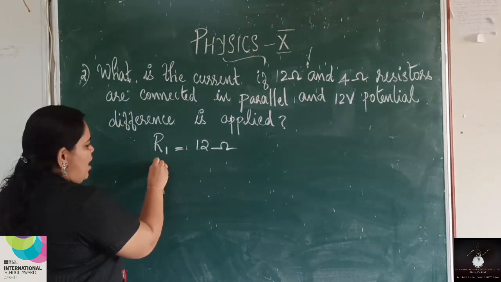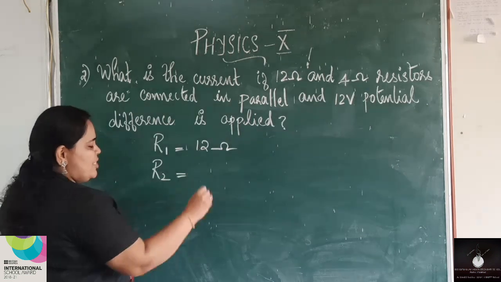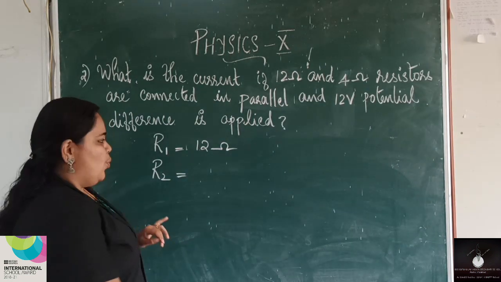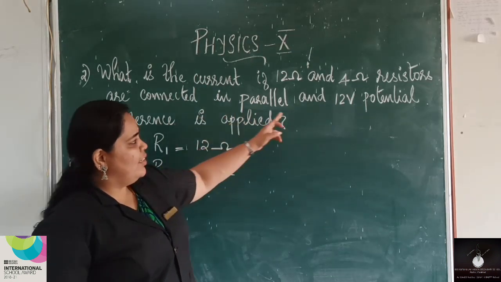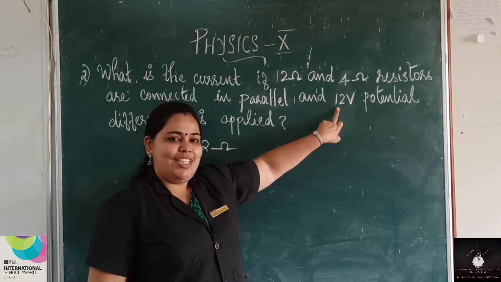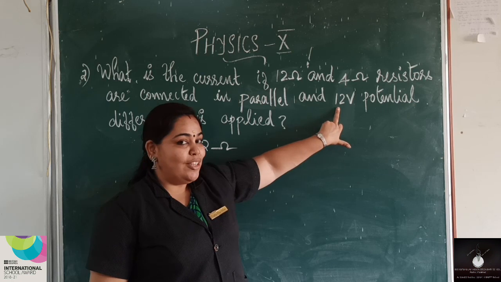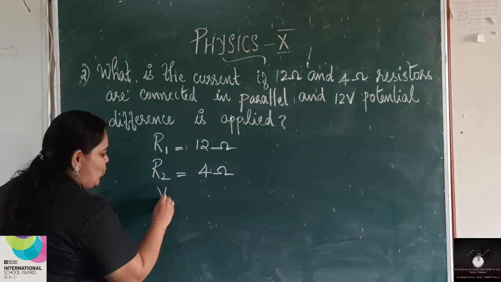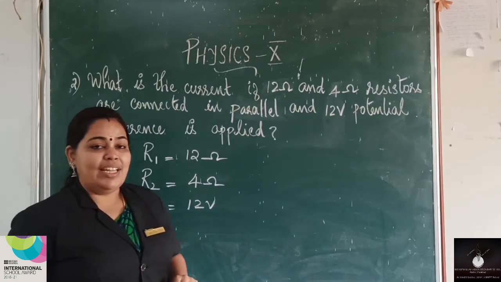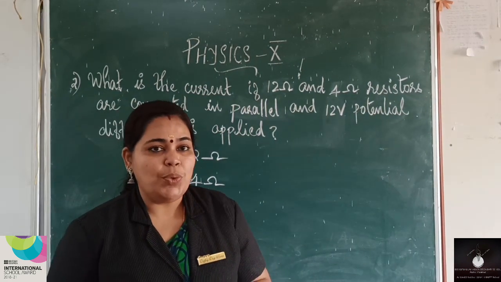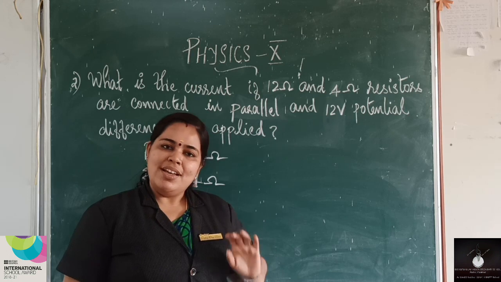Okay. Then R2. How much is R2? 4 ohm. Then what is given? Another thing. 12 volt potential difference. Potential difference V is equal to 12 volt. Okay, then what is the question? What do you have to find out here? You have to find out the current.